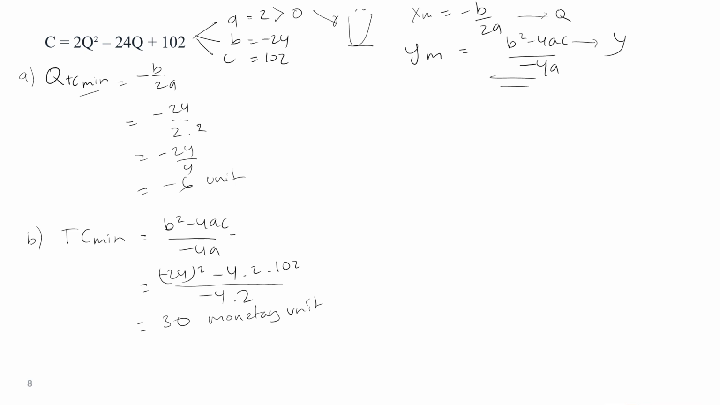Okay, or you can just go to this equation again. Just fill in the q, and you will also have the same value as this one. Q equals minus 6. Substitute to the TC function. So the TC function is 2q quadrat minus 24q plus 102. Fill in the q here with minus 6, and you will also have 30. Okay, the same.